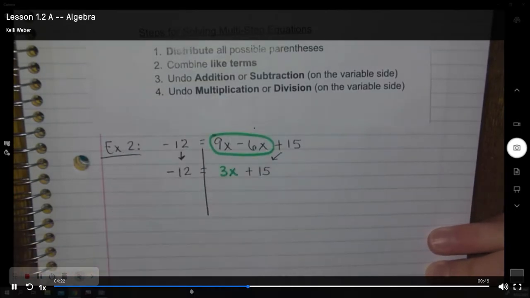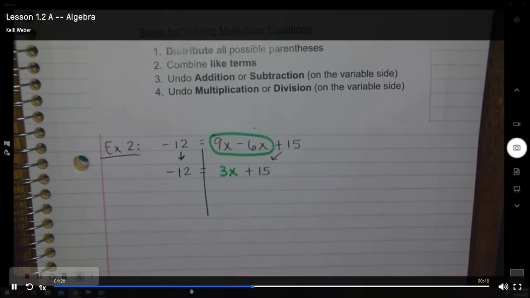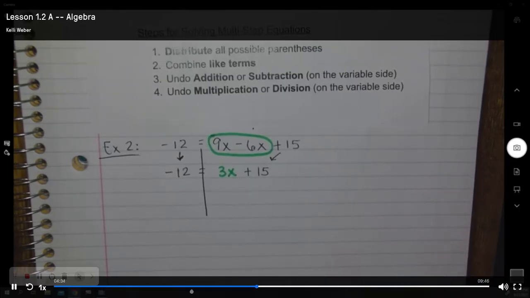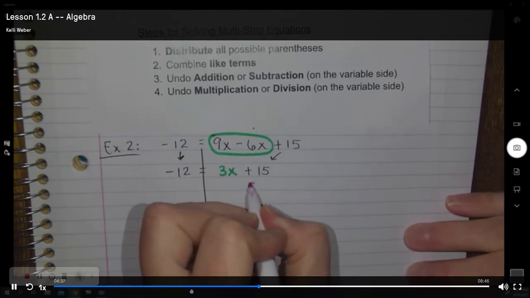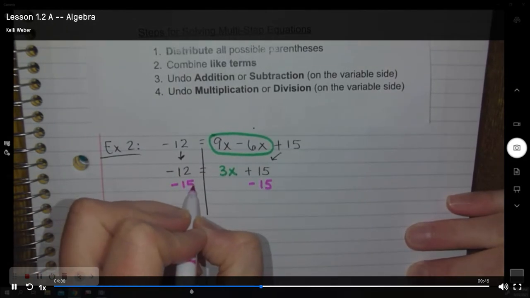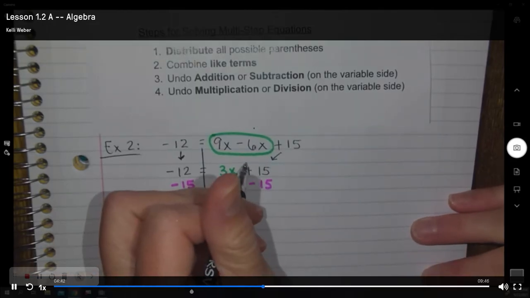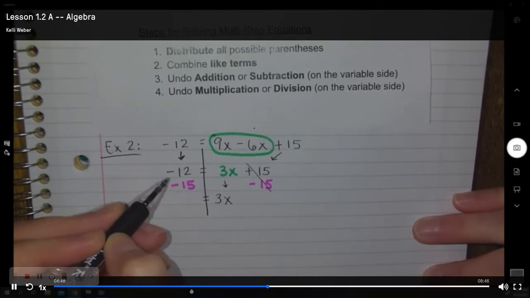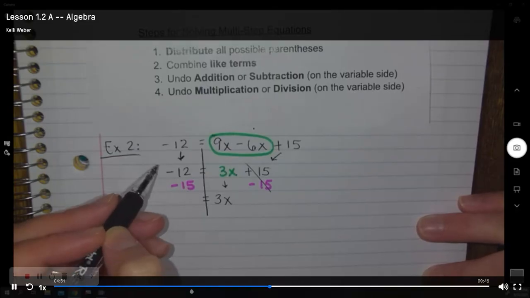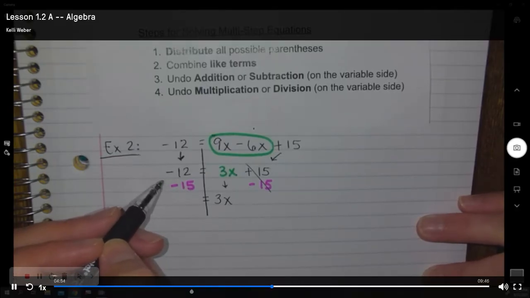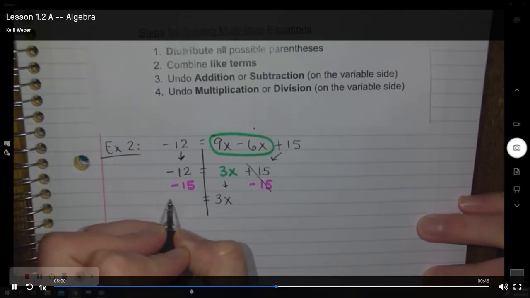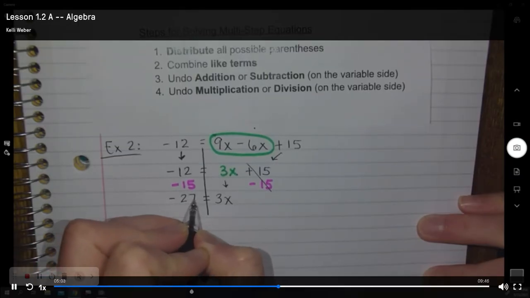So now, step 3, undo addition or subtraction on the variable side. Since I have plus 15 on my variable side, I am going to subtract 15 from both sides. So 15 minus 15 makes 0. We have 3x left over here. Negative 12 minus 15. Remember, since their signs are the same, we think of it like combining the two things. I borrowed $12. I borrowed 15 more. So I owe my friend, owe means it's negative, I owe my friend $27.